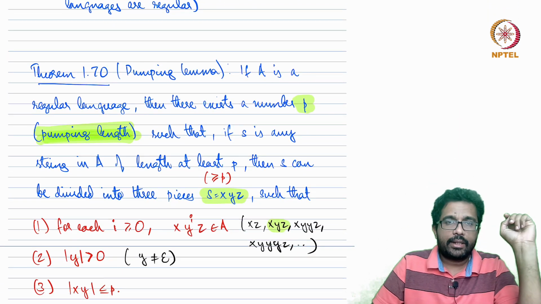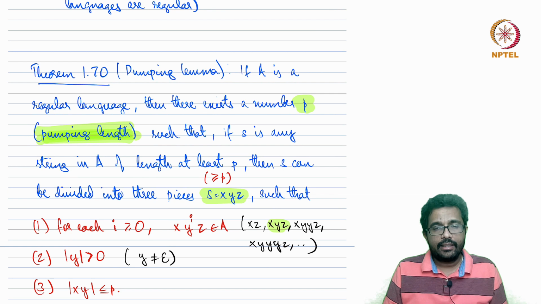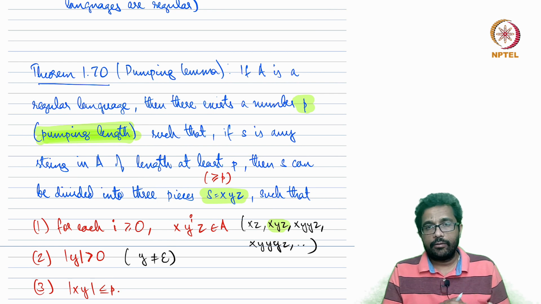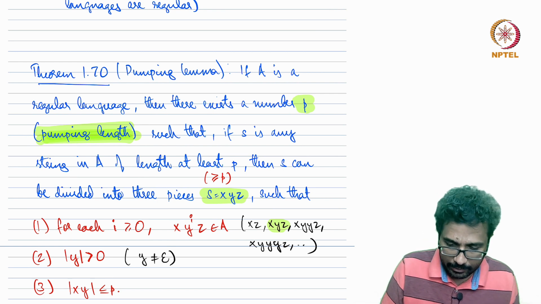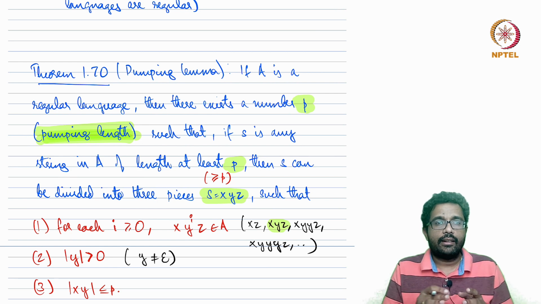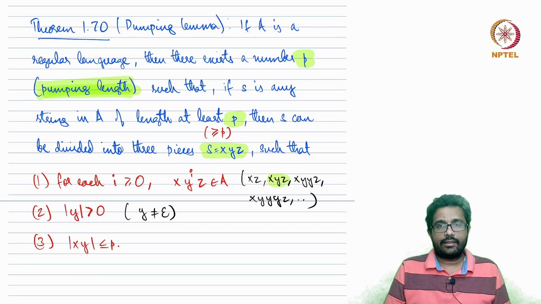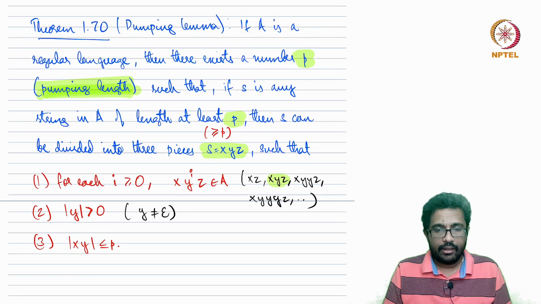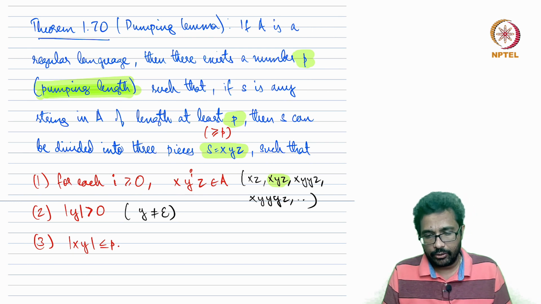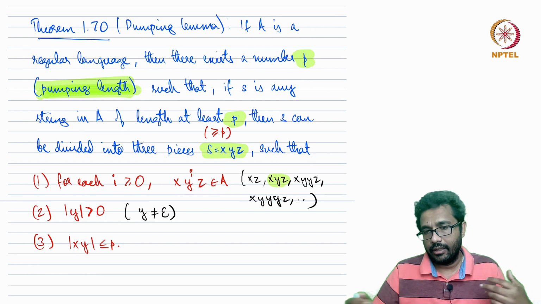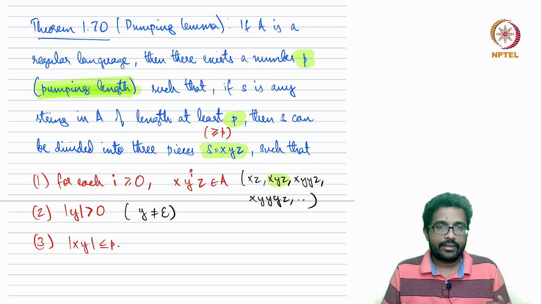Just to recap, the pumping lemma states that if A is a regular language, there is a pumping length such that any string S that is a member of A and of length at least the pumping length, here P, can be split into three pieces x, y, z satisfying three conditions. One, x y^i z is in A. So x y^i z could have 0 repeats of y, 1 repeat of y, 2 repeats of y, 3 repeats of y, and so on. It's an infinite set of strings. Second, y is not an empty string, and third, the length of x y is at most p.